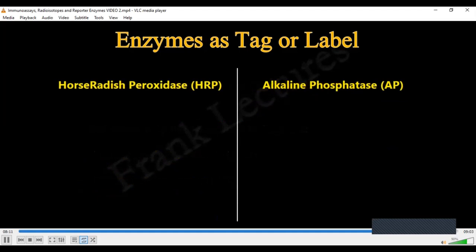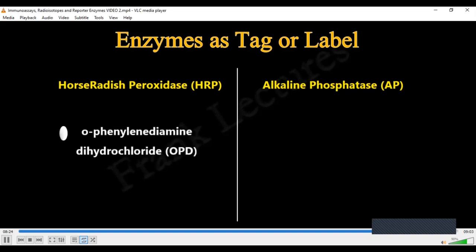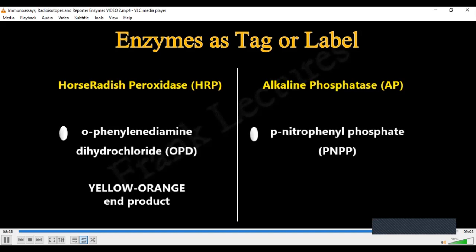A large selection of substrates is available for performing ELISA with horseradish peroxidase and alkaline phosphatase. Most commonly used substrate for horseradish peroxidase is O-phenylene diamine dihydrochloride. Yellow-orange end product is produced when the enzyme acts on this substrate. Similarly, for alkaline phosphatase, substrate used is p-nitrophenylphosphate, and yellow end product is produced.